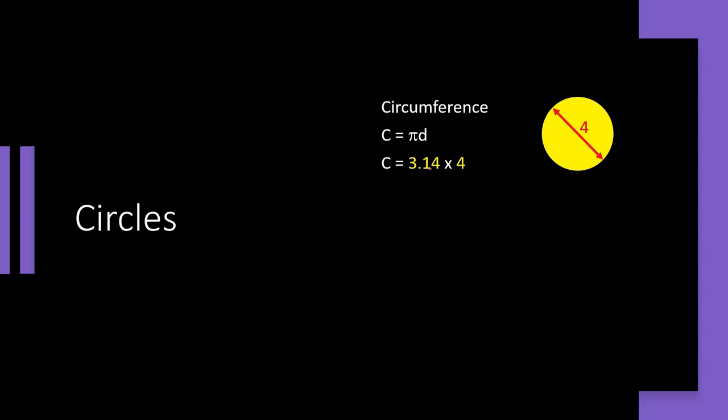Okay, very nice. And now, as the result of multiplying 3.14 times 4, this is my result. My circumference is equal to 12.56. Very nice, my friends.